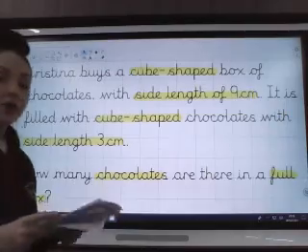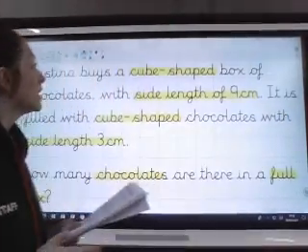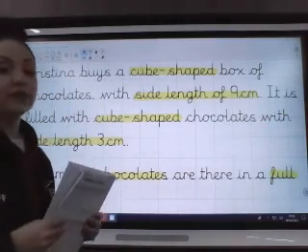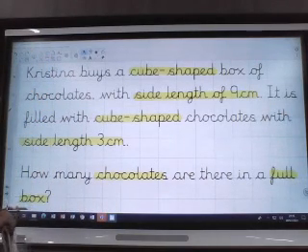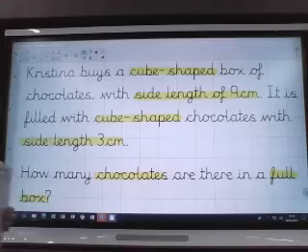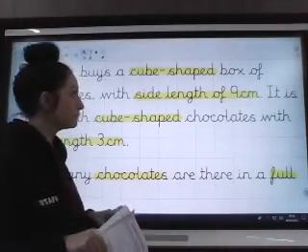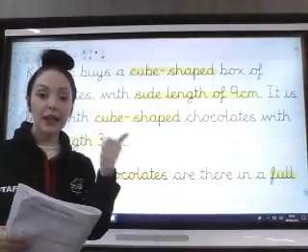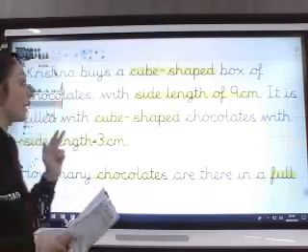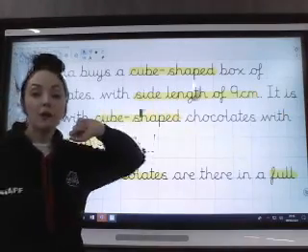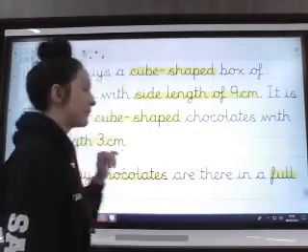On page 53 then, question 1 says Christina buys a cubed shaped box of chocolates with a side length of 9 centimetres. It is filled with cube shaped chocolates with side length 3 centimetres. Okay, how many chocolates are there in a full box? Okay, so we're going on to volume now. Okay, and I know that to find the volume, you need to multiply the length by the width by the height. Okay, and remember in a cube, so we've got a cube-shaped box and we've got a cube-shaped chocolate. Remember, in a cube, all of the sides are equal lengths, aren't they?